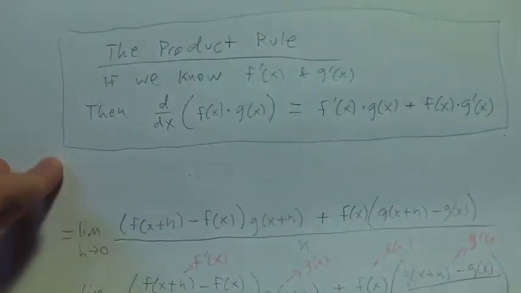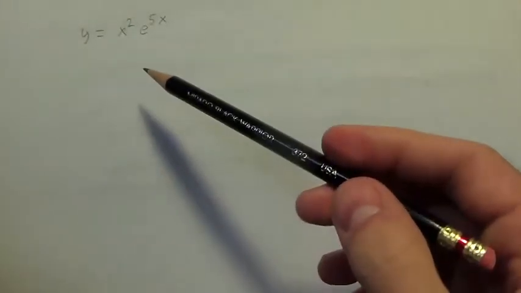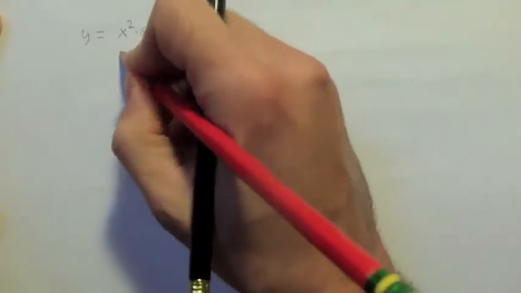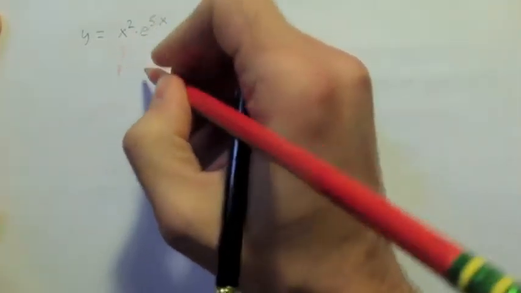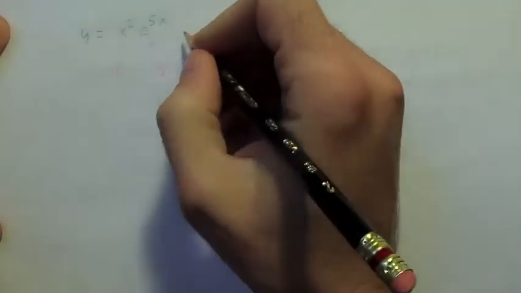All right, so let's look at an example of how this works to give us an idea. Okay, let's start with a simple example here. Let's say I have y equals x squared times 5e to the x. So essentially what I'm going to do is identify my first function, I'll call this f, and identify my second function, which I will call g.